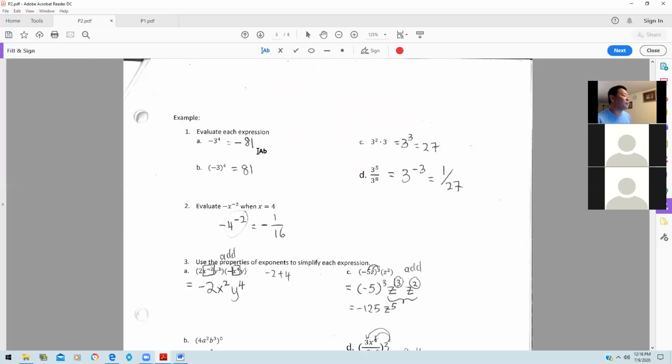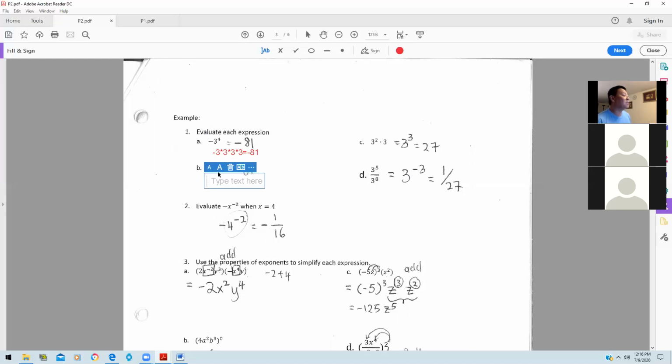So the first few examples are written down here. Evaluate question 1, A and B. The difference between these two is that one has a parenthesis and one does not. For the case without a parenthesis, the power 4 only affects the 3. So this is -(3 times 3 times 3 times 3), which is -81. If you do not have a parenthesis, the negative is carried forward.